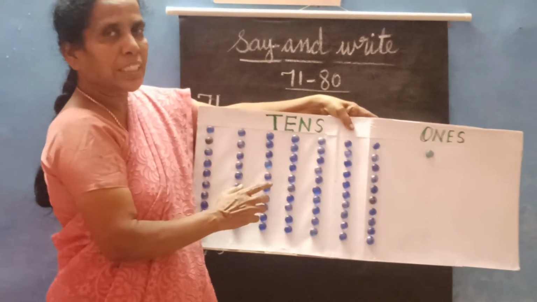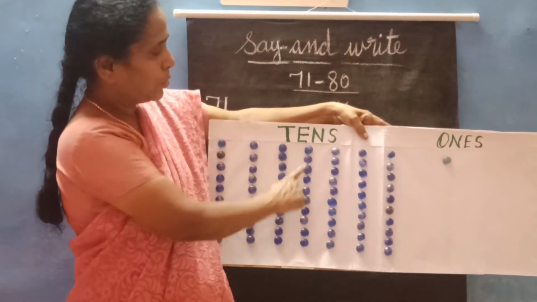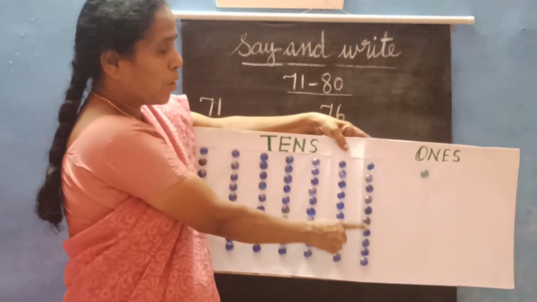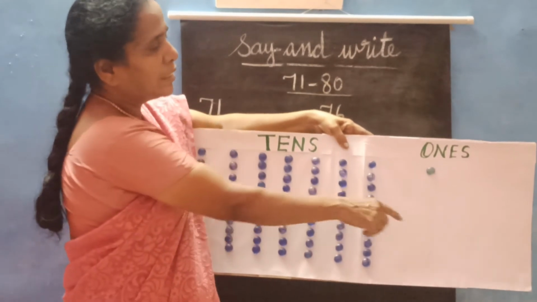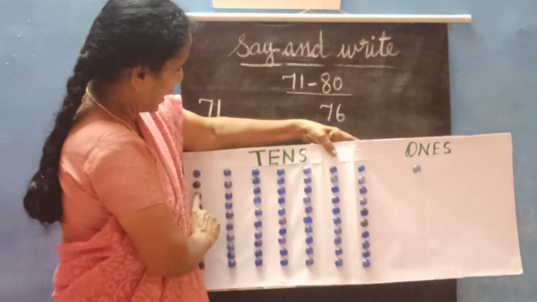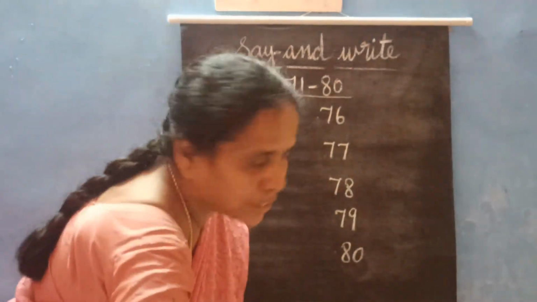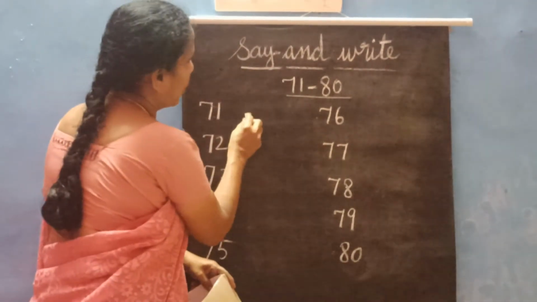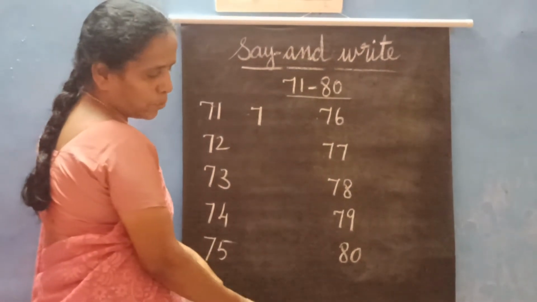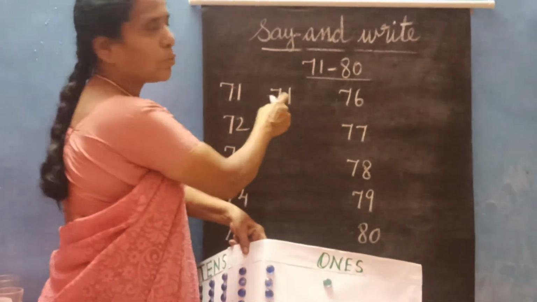All together, how many tens are here? Let's see. 1 ten, 2 tens, 3 tens, 4 tens, 5 tens, 6 tens, 7 tens. In the ones place, how many ones are there? Only one. Now we will get 71. 7 tens, 1 one, 71.